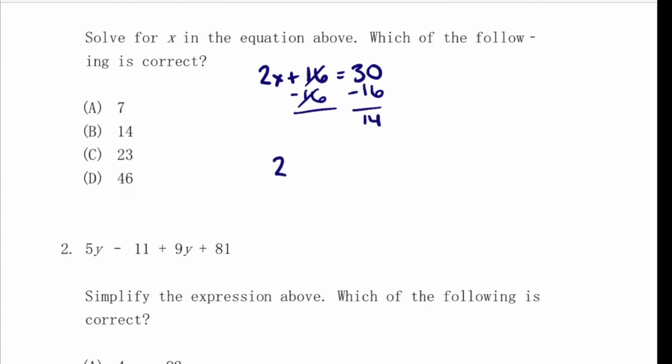The next step is to divide both sides by 2 so we can isolate x by itself to know what it equals. So what we can find is that x equals 7. So the answer is going to be A.